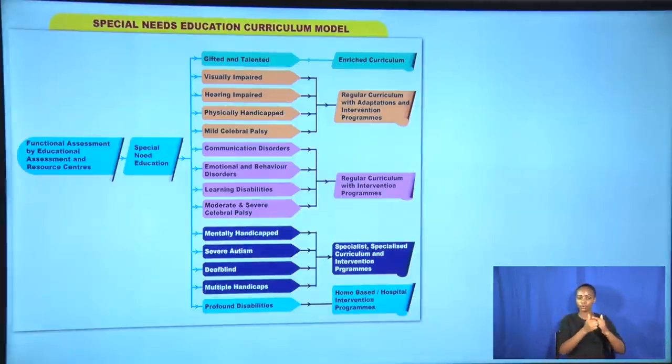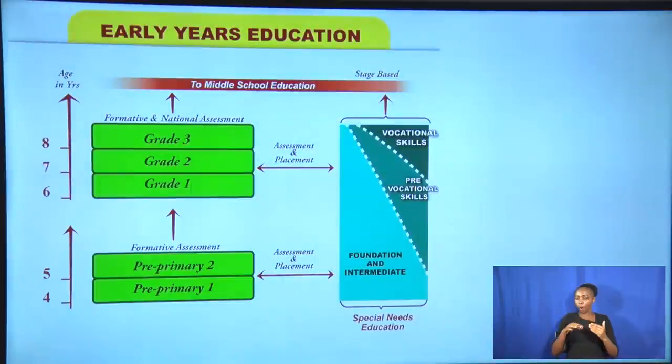Then there is this group of mentally handicapped, the severe autism, the deaf blind, those with multiple handicaps. You see, they require specialized attention, so some special units. And then finally, we have those with the profound disabilities. Of course, those ones you do home-based care or hospital intervention programs.